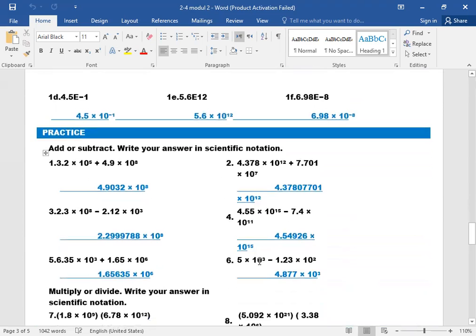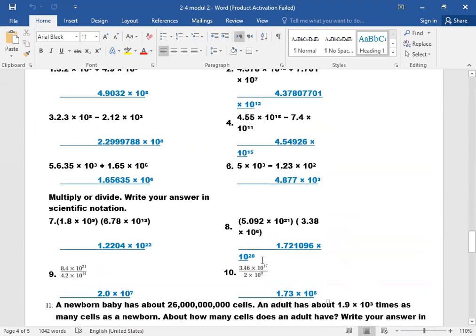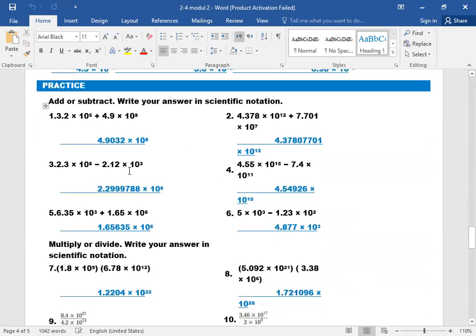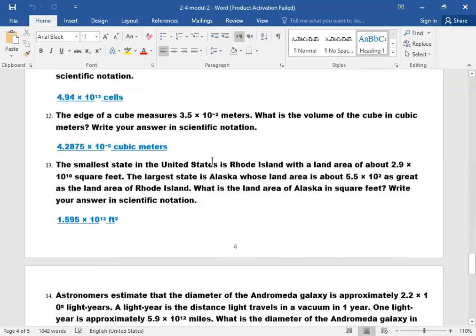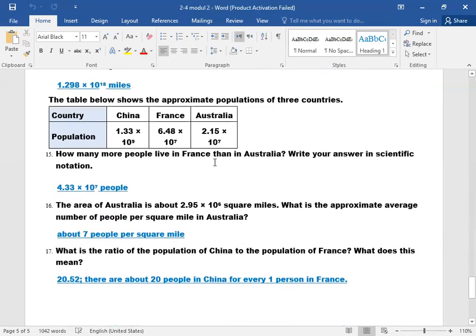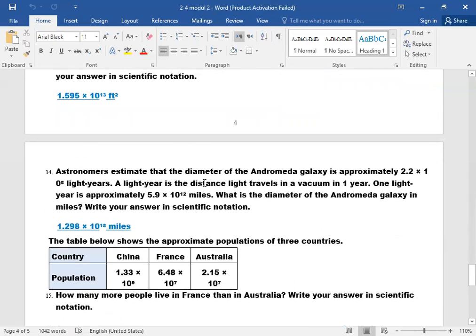You will find this exercise, okay? Then you are going to answer them step by step, add or subtract, and write your answer in scientific notation. I wrote the final answers for you, and please mention your steps to answer these questions. It's just an application, so you can answer all of them and study from it. Here is how we can use word problems with scientific notation.